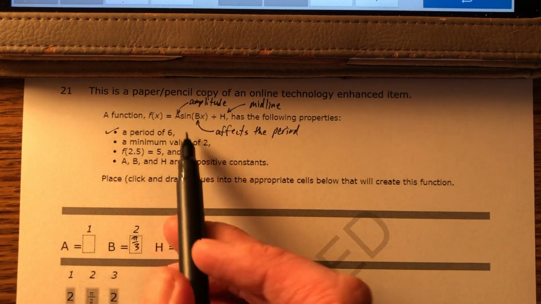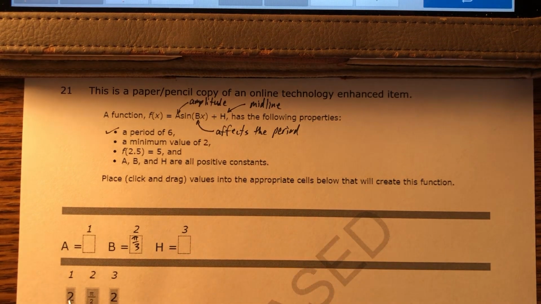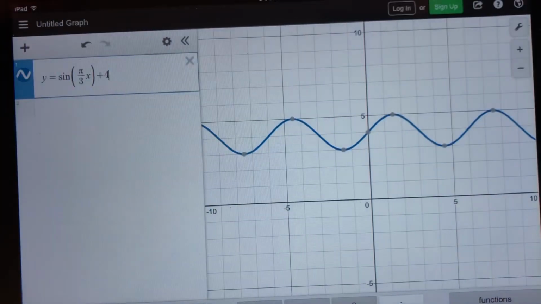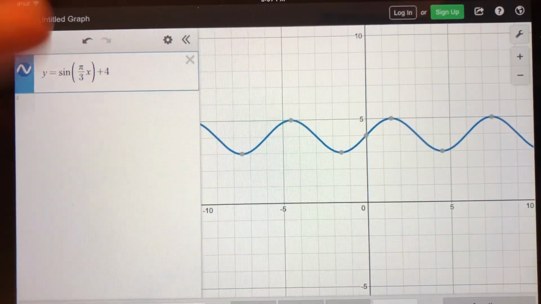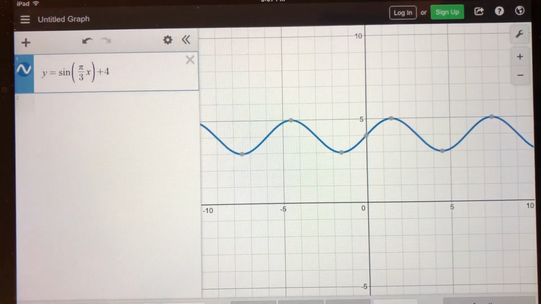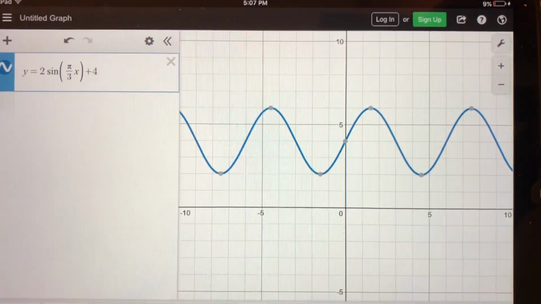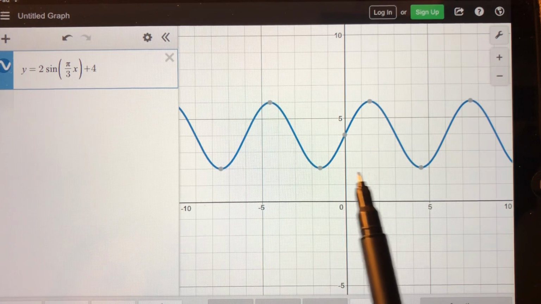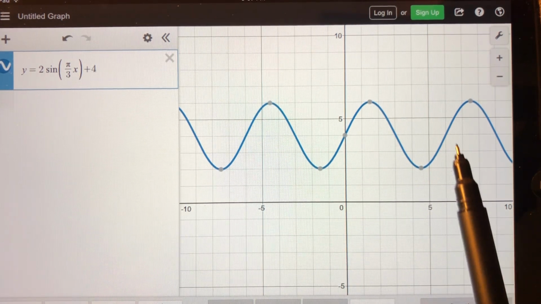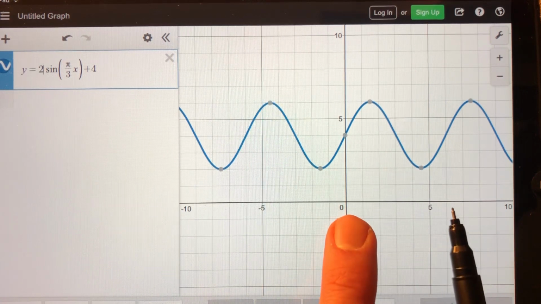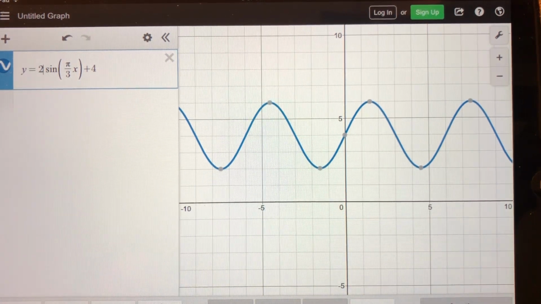Why don't we start impacting this with the amplitude? So let's go ahead and plug in the first option for the amplitude, which is 2. There we go. So far so good. Let's see if this is correct. The bottom of it is at 2. The period is still 6. It starts and ends in 6 units on the x-axis.